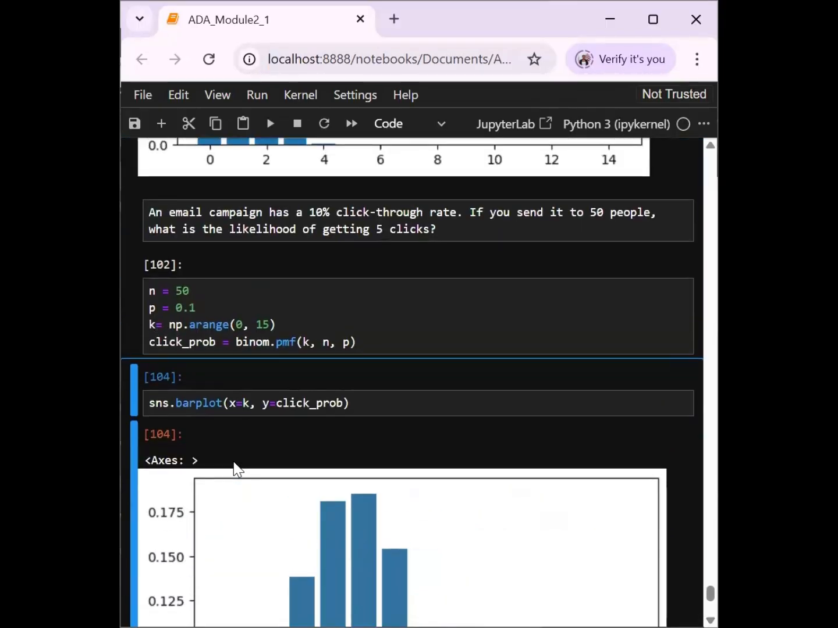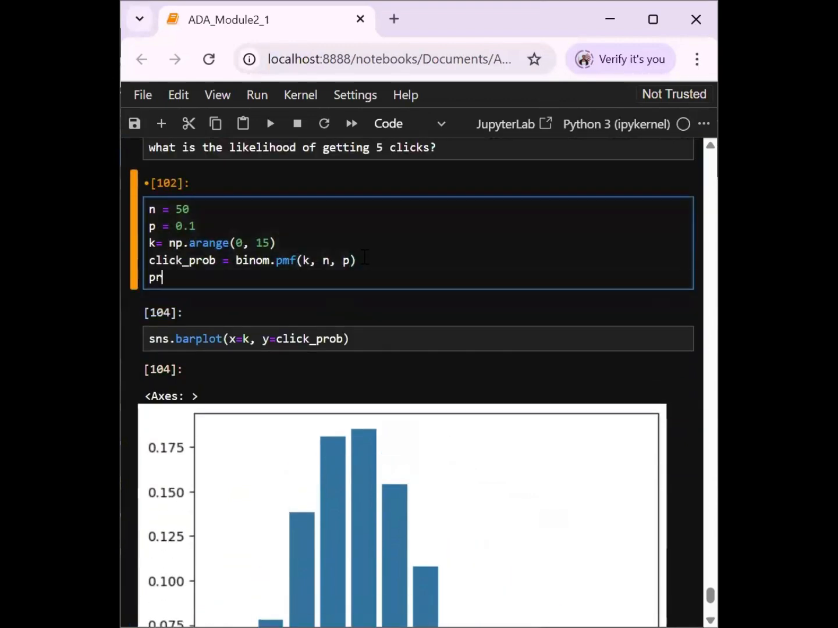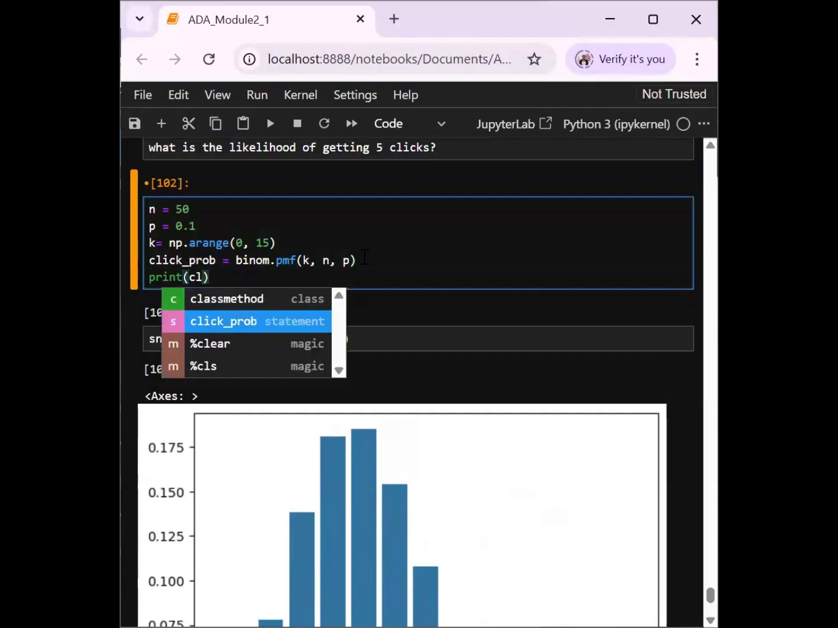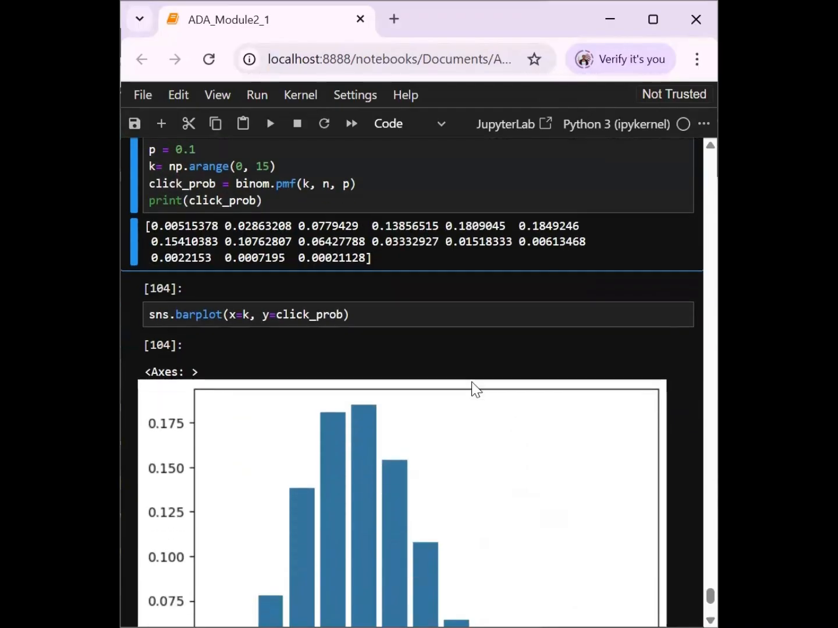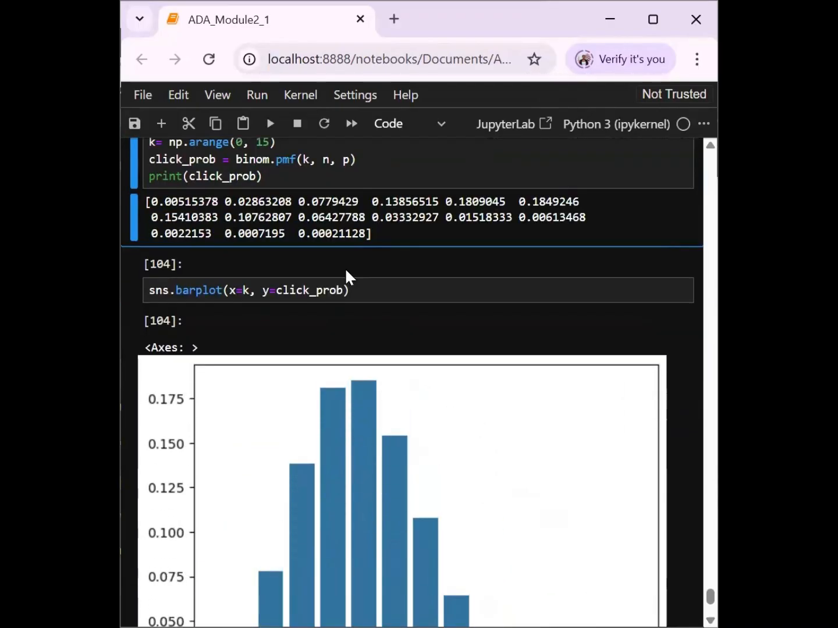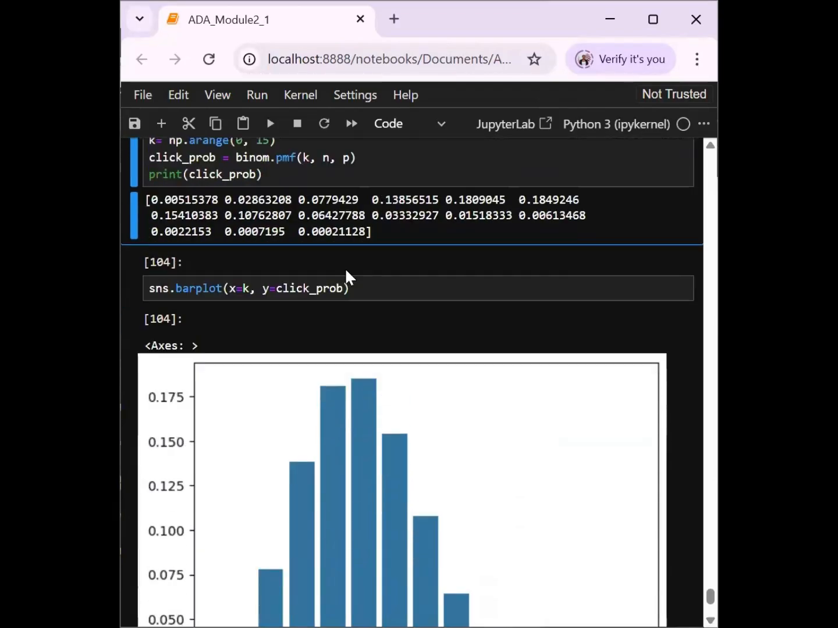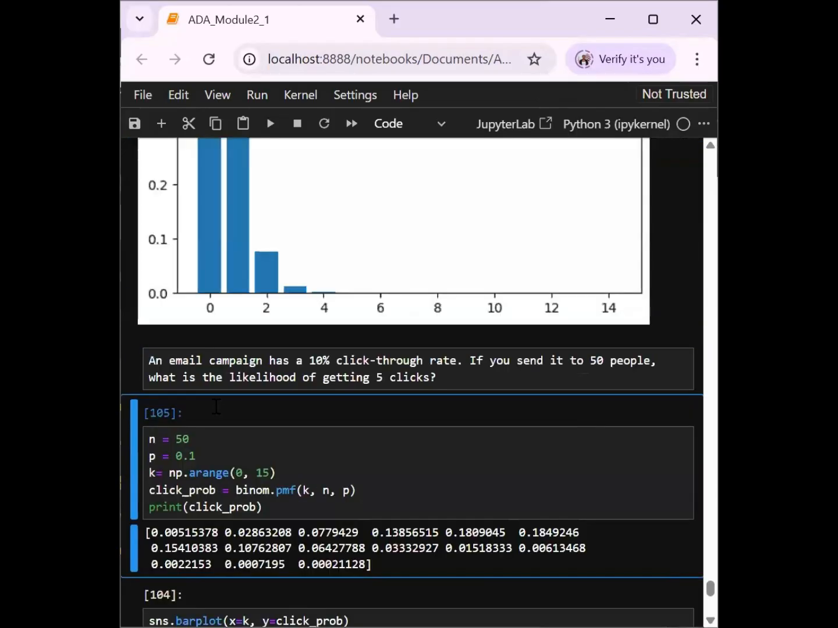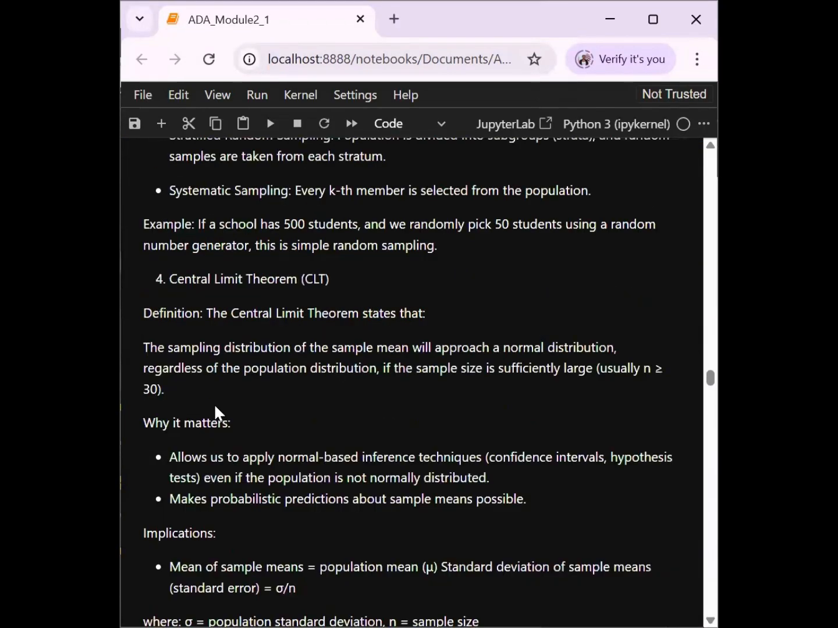So we have this, the probability of getting 5. Of course we could just print this to see: 0, 1, 2, 3, 4, 5. So 0.18, that's like an 18% probability that they would click on that email. All right, so let's continue.